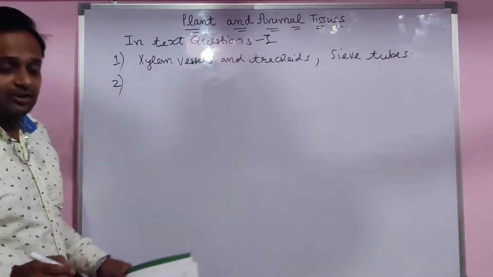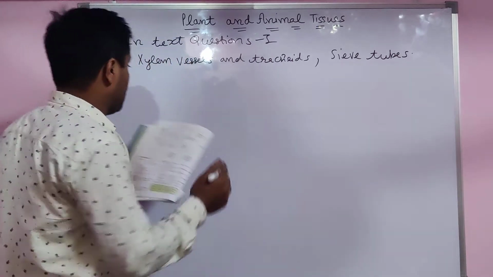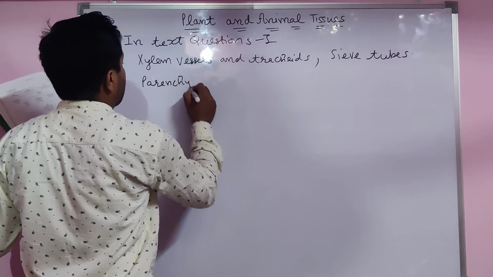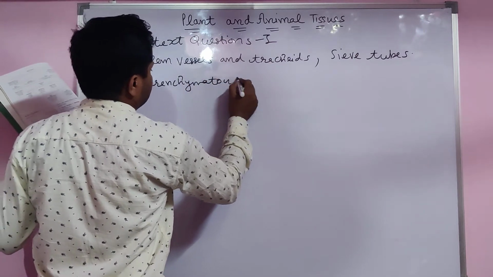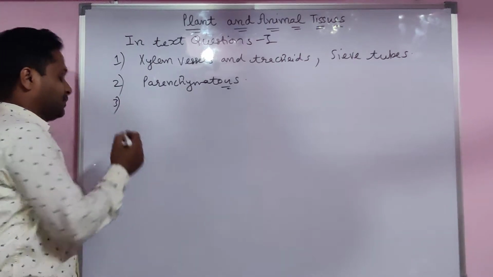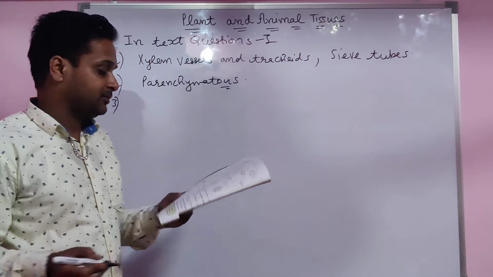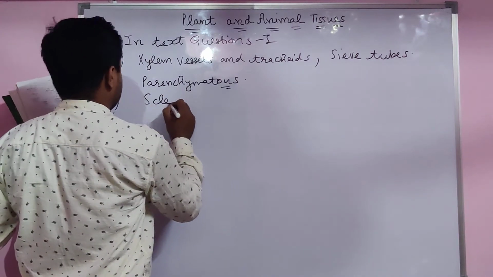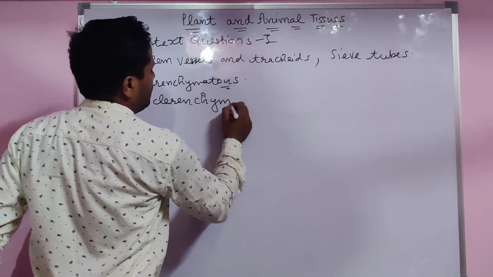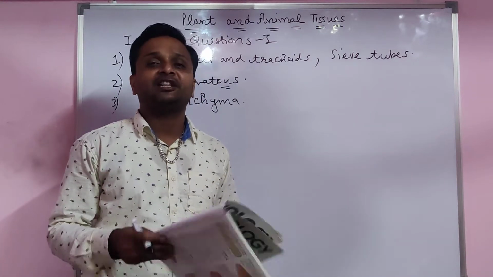Now see the second one, students. The pith of the stem has dash cells. Parenchymatous. Parenchyma only. Third one. The dash is a dead tissue and is found in plant fibre. Sclerenchyma. The answer is sclerenchyma only. So this is the first in-text question, filling the blanks.